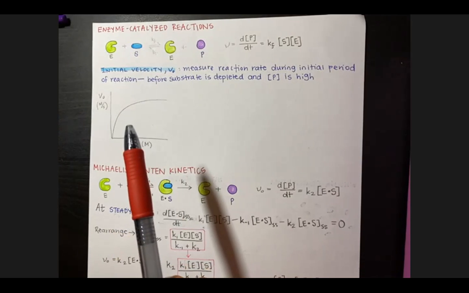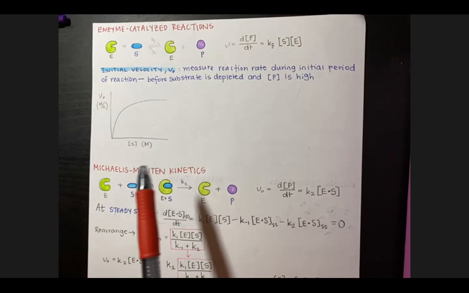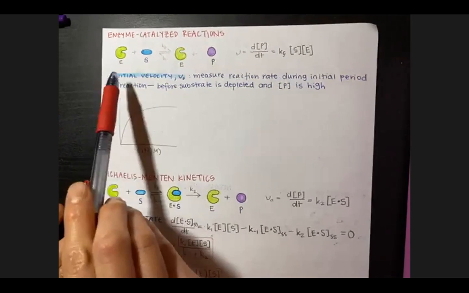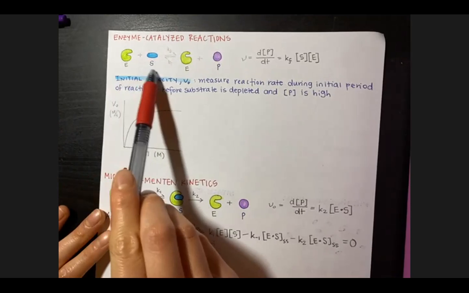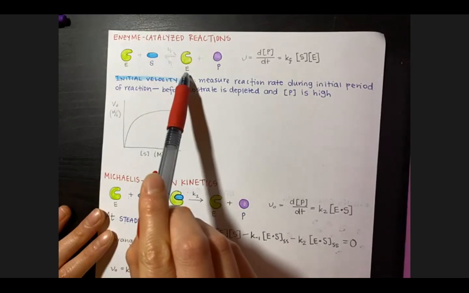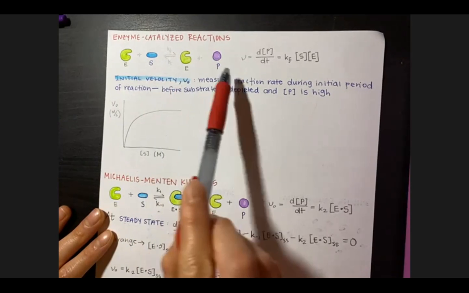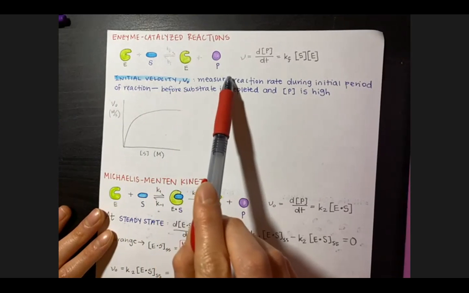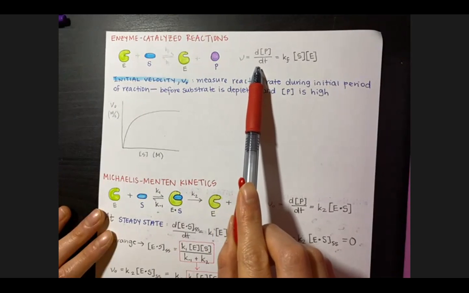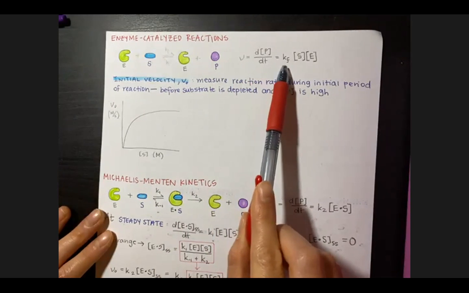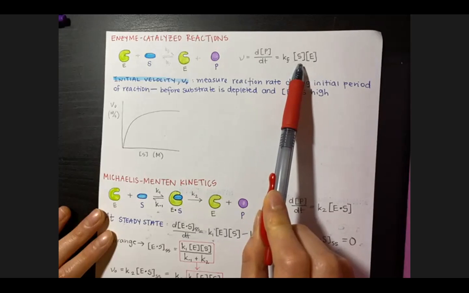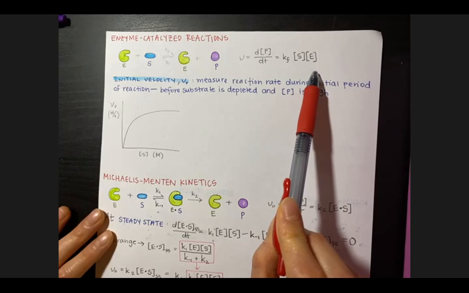So I'll continue talking about enzymes. And when we consider an enzyme reacting with a substrate, we can say enzyme plus substrate with a rate constant for the forward and reverse reactions. And then you come out again with the enzyme unaltered, and then the product. The velocity of our reaction we can define as dP over dt, and that's going to be the rate constant for the forward reaction times the concentrations of substrate and enzyme.